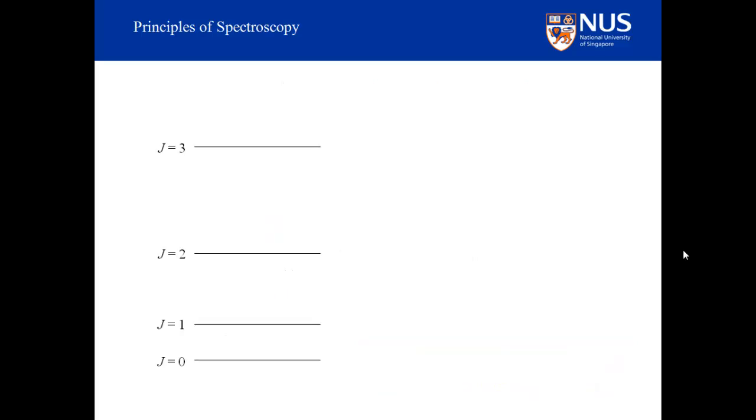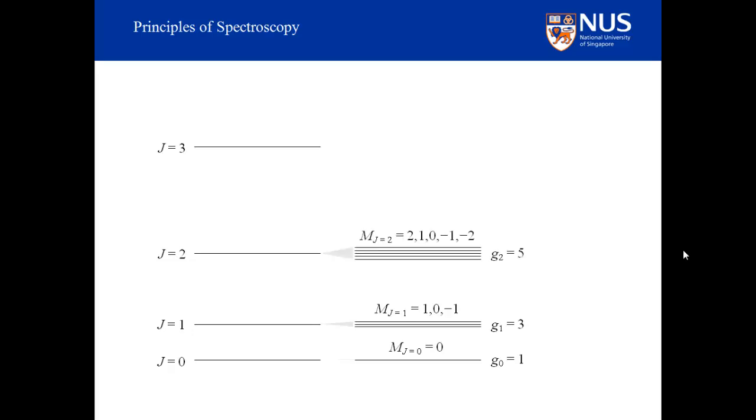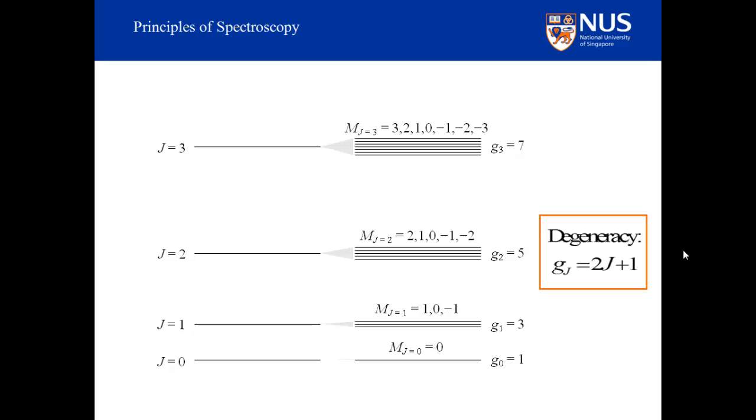Here are my energy levels again. But I know that in fact the degeneracy, given the symbol g, for j equals 0, g sub 0, is equal to 1. When j equals 1, mj is equal to 1, 0 or minus 1, and so the degeneracy of this level, g sub 1, is equal to 3. When j equals 2, there are 5 levels. When j equals 3, there are 7 levels, and so on. In general, the degeneracy of the jth state, g sub j, is equal to 2j plus 1.